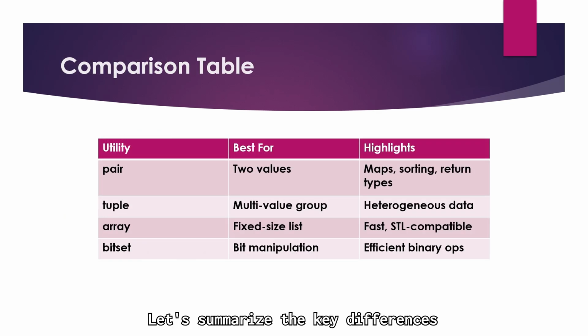Let's summarize the key differences between these containers in a comparison table. Pair is ideal for storing two related values such as key value pair or a coordinate. Tuple, on the other hand, is perfect for grouping multiple heterogeneous values together. Array is a safer, more efficient alternative to traditional arrays, while bitset is specialized for efficient bit-level operations. Understanding when to use each of these containers is crucial for writing efficient and maintainable C++ code.